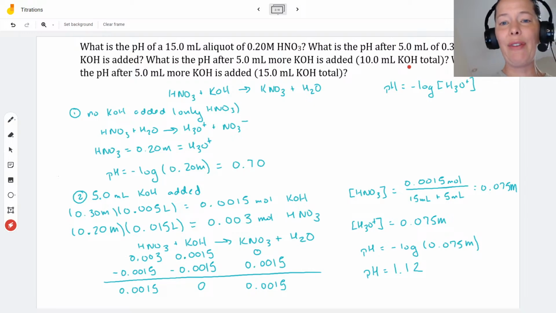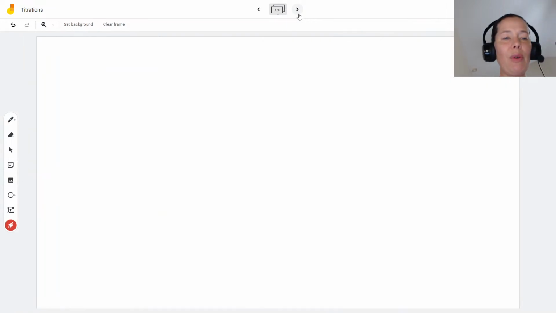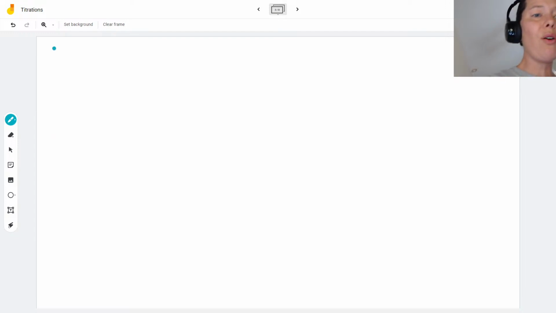All right, so we're going to have to go to our next page. And, I realized I wish I had put the problem up on this page. I knew I'd have extra pages, but here we are. We can always go back and reference the previous page. So this is our step 3. We have added 10 milliliters of potassium hydroxide.